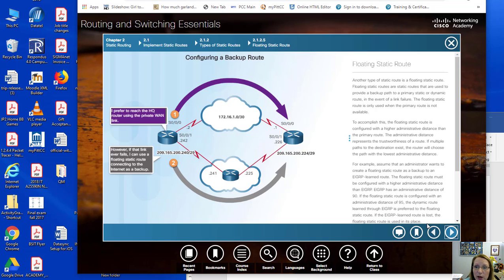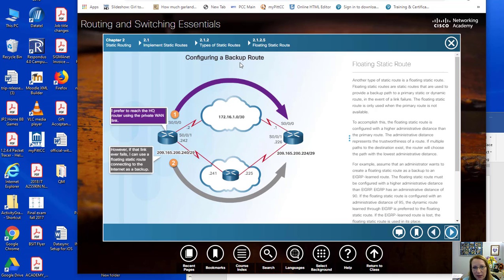The fourth type of static route is a floating static route. So a floating static route is used as a backup route. You see that over here. You see floating static route here, backup route here. They're the same thing. Here's how that works.